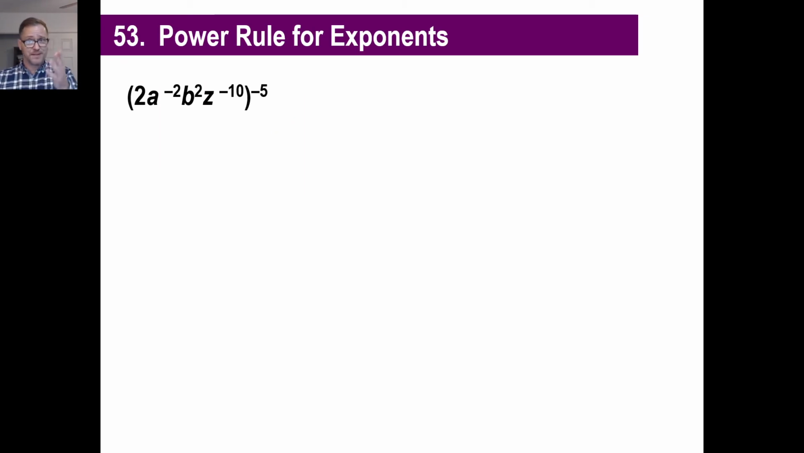Here's another one. I'll let you guys take a second here to copy this down. Okay, I'm assuming you copied it down. And again, let's just take each one of these. We're distributing basically the negative 5 power to everything in here. So without even getting complicated, let's just call it what it is. There's 2 to the negative 5 power. Okay. This part, a to the negative 2 brought to the negative 5. Negative 2 times negative 5 is 10. Done. B squared, that'll be 2 times negative 5. Done. Z to the negative 10 brought to the negative 5, that'll be 50.